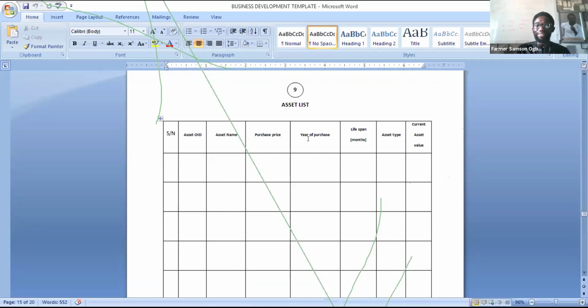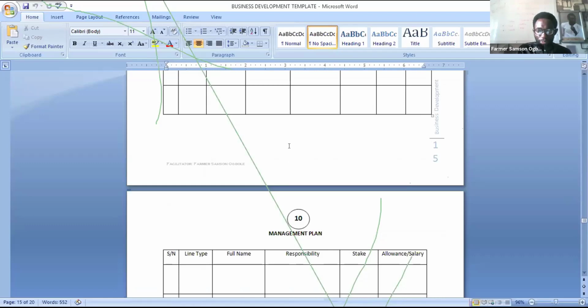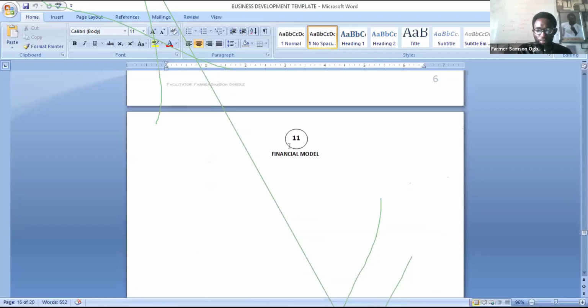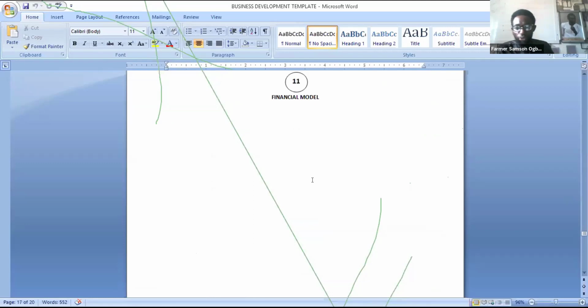Next is your asset list. I think we've talked about this before, your asset list. Management plan, we've talked about this. Now, next is your financial model. Any questions so far? Any question? Yes, please.